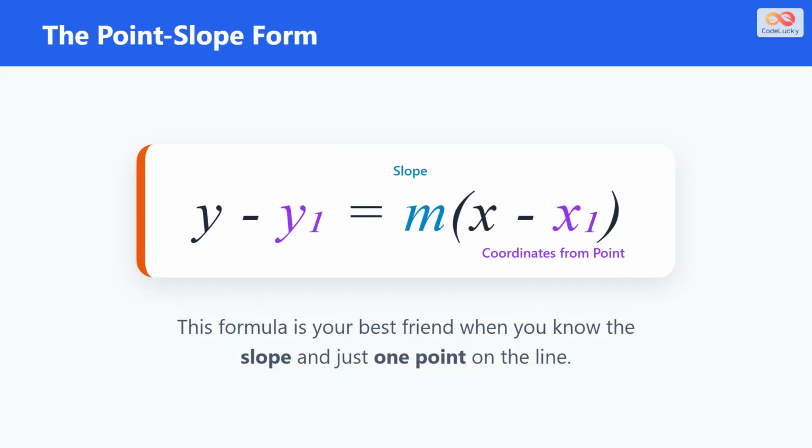Here is the formula we will use. It is called the point-slope form. It reads, y minus y1 equals m times the quantity x minus x1. This formula is designed specifically for our situation because it has places for us to plug in our slope m and our point coordinates x1 and y1 directly.